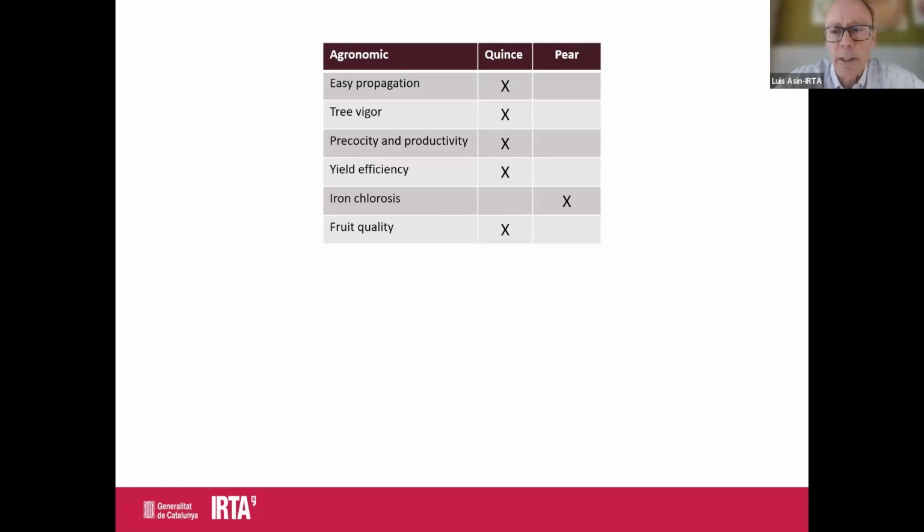Precocity or productivity. Usually in the case of quince, the first year of production is earlier in comparison to pear. And in some cases, the productivity, that is not the same as yield, usually is higher.